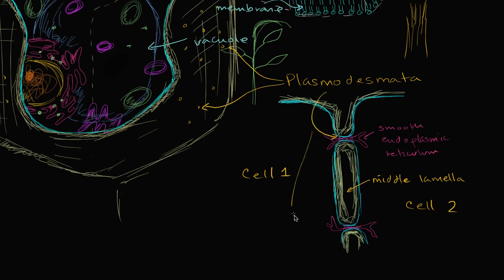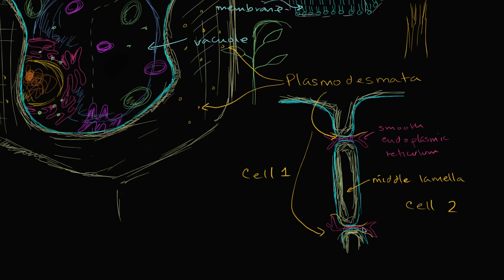You see the plasmodesmata are these tunnels that form not just between the membrane and the cell wall, but between the two cells. And so you can actually have a flow of cytosol and small molecules directly between these two cells. And if you want to get a little bit more involved in the structure, you have this kind of smooth endoplasmic reticulum pipe going through it.